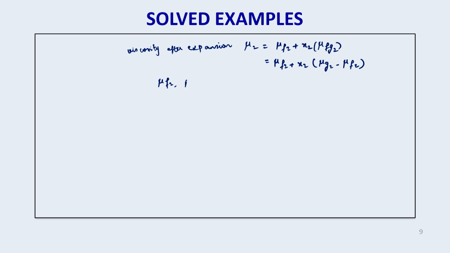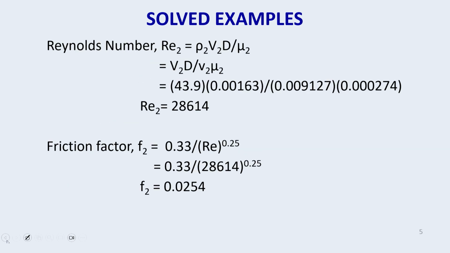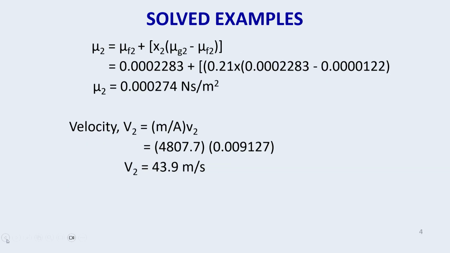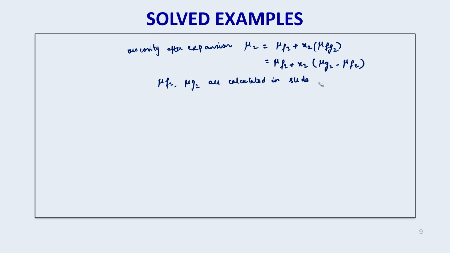Mu f2, mu g2 are calculated in slide number 3. So, substitute the values. X2 is given, x2 is equal to 0.21, which is given in the problem.